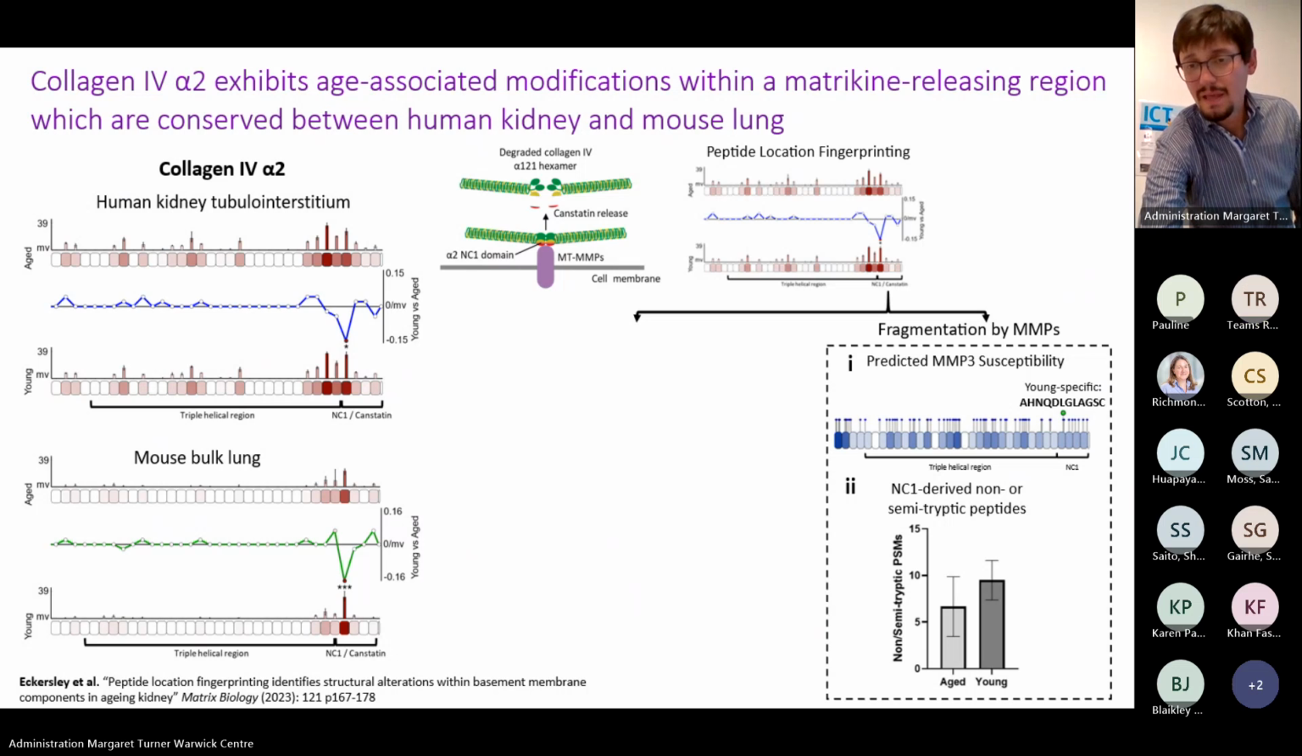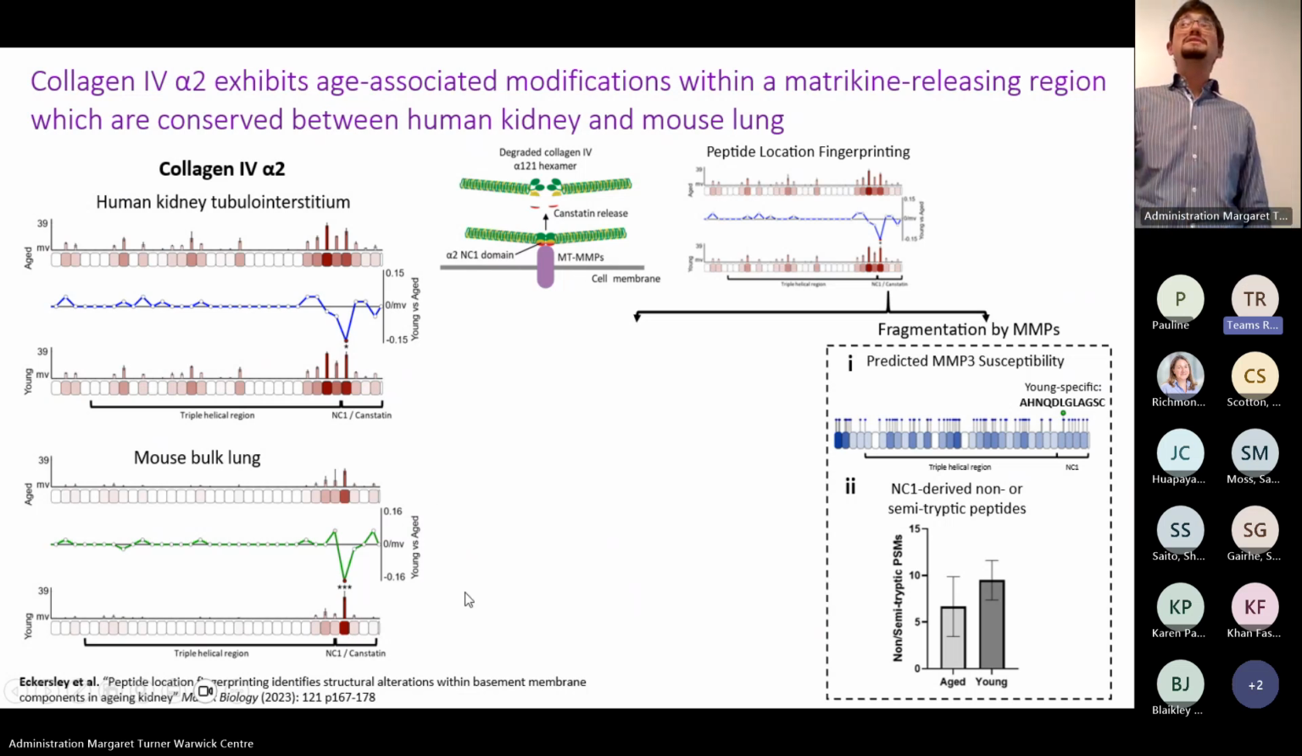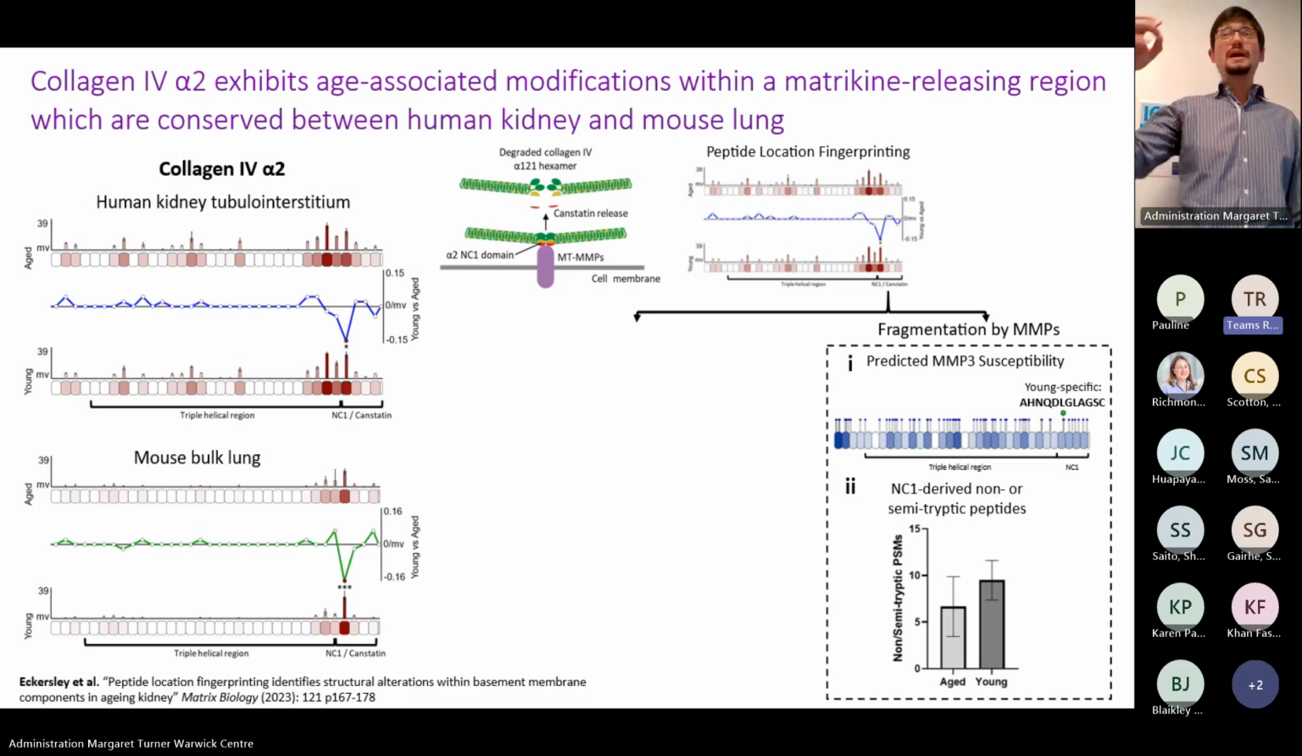And this alanine right here is actually the cleavage position of this MMP, membrane-bound MMP that releases canestatin. And so we were quite convinced at this point that we're looking at a cleavage event. Of course, part of the grant will be to validate that and to look at the impact of canestatin in the context of aging lung and skin and kidney.